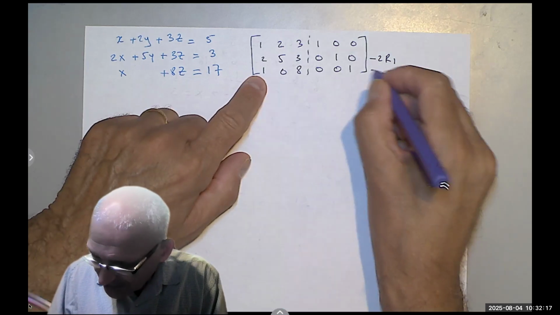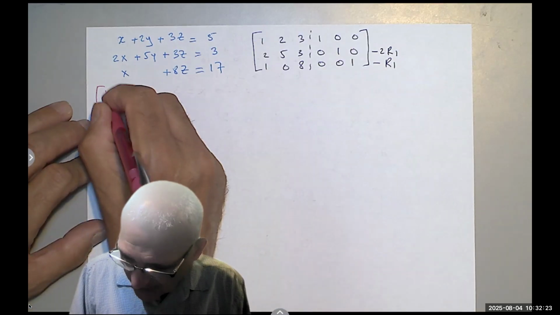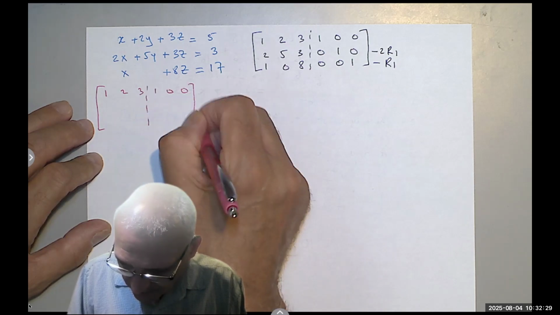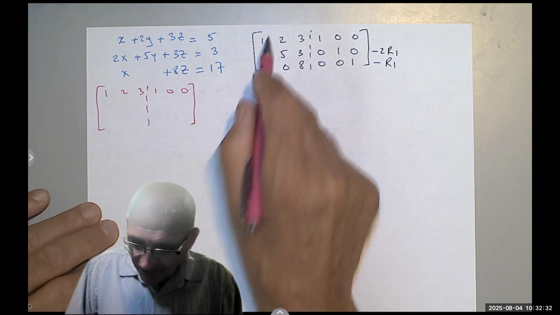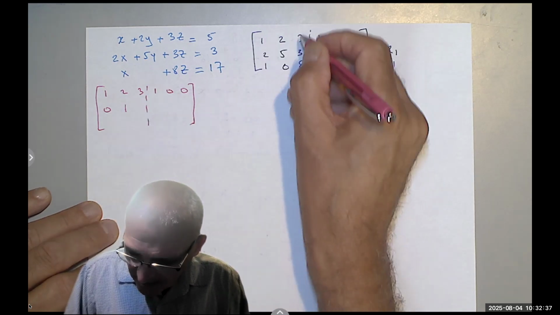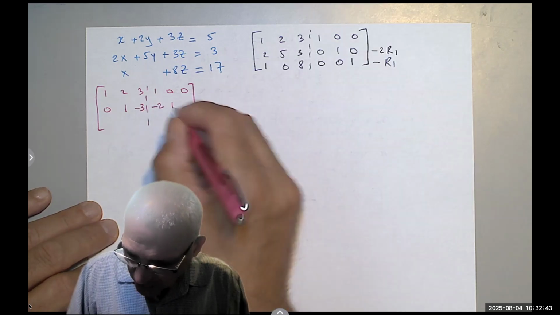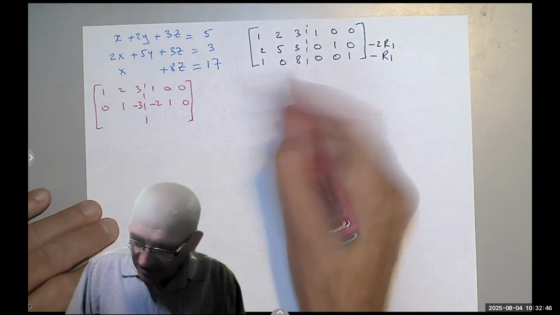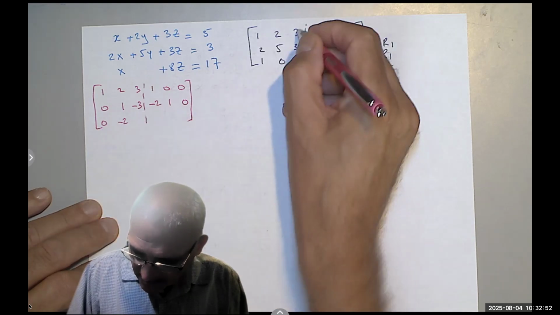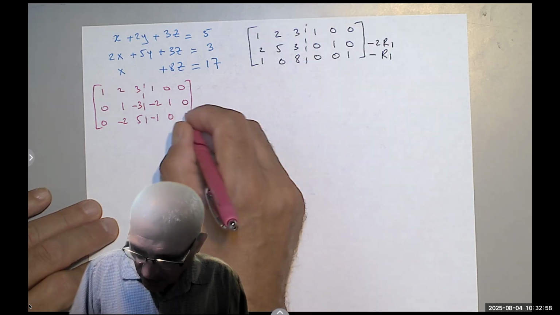Also here I have 1, so subtract R1. Let's see what we get if we do that. Of course, the first row, I didn't do anything to it, so it stays the same: 1, 0, 0. And then I'm going to subtract twice the top from the bottom. So 2 minus 2 is 0, 5 minus 4 is 1, 3 minus 6 is negative 3, 0 minus 2 is negative 2, 1 minus 0 is 1, and 0 minus 0 is 0. Then you're going to subtract top from bottom. 1 minus 1 is 0, 0 minus 2 is negative 2, 8 minus 3 is 5, 0 minus 1 is negative 1, 0 minus 0 is 0, and 1 minus 0 is 1.